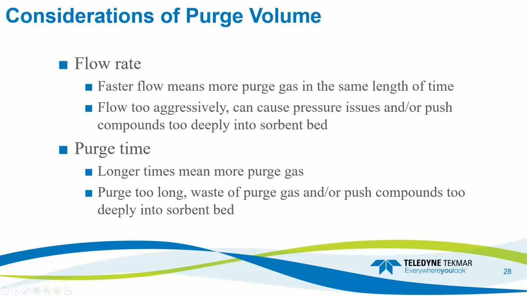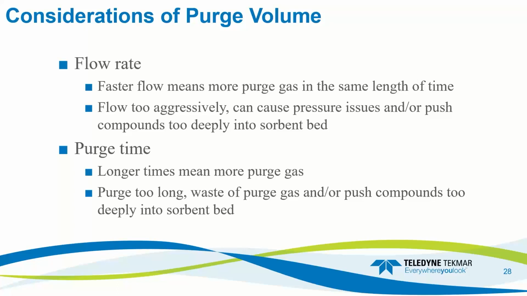Next, we have purge volume. You can also control the volume of gas that we use to purge. So the longer that we continue to sweep that headspace away, the more volatile compounds we can extract from the sample. When considering purge volume, first we want to look at the flow rate. Basically, how many minutes or amount of time that we are purging and how fast, which would be the flow. A fast flow means that more purge gas is used in the same amount of time, and a really aggressive flow can cause pressure issues or push compounds of interest deep into that sorbent bed of the trap.